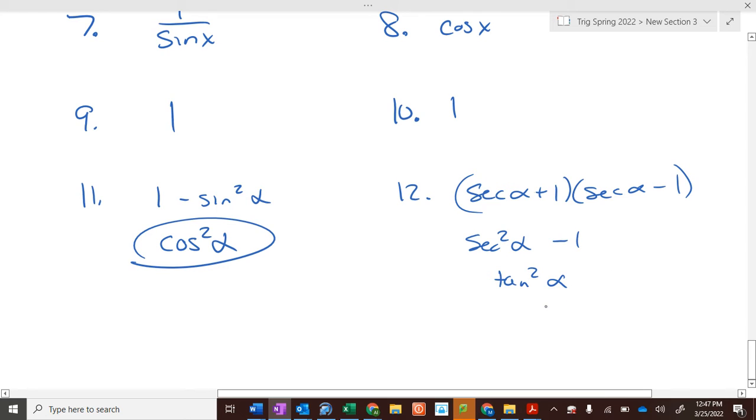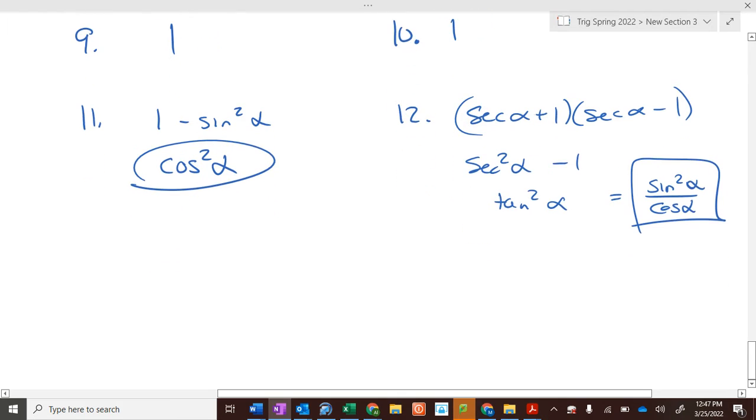Now, I'm supposed to write it in terms of sines and cosines. How do I write this in terms of sines and cosines? What's tangent squared in terms of sines and cosines? Sine squared of alpha over cosine squared of alpha. So this was my final answer here for 12.